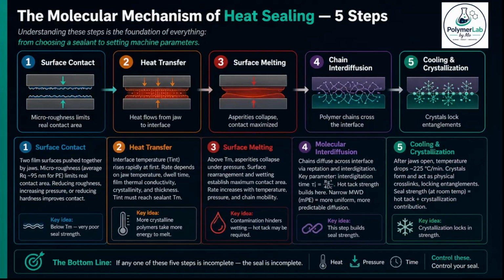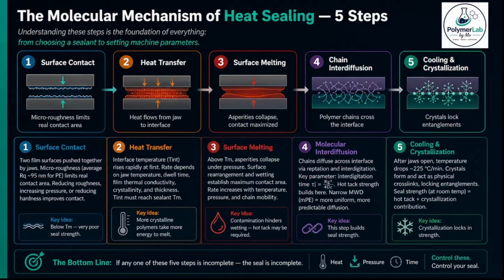Now the science. What actually happens when 2 films are heat sealed together? There are 5 steps, and each one can limit your final seal strength. The first one, step 1, surface contact. The heated jaw brings the two film surfaces together, but at this point, the interface temperature is still below the melting point. The surfaces have micro-roughness. For a typical polyethylene film, the average surface roughness is around 95 nanometers. This roughness limits the real contact area to a small fraction of the nominal area. Very poor seal strength results if you stop the process here.